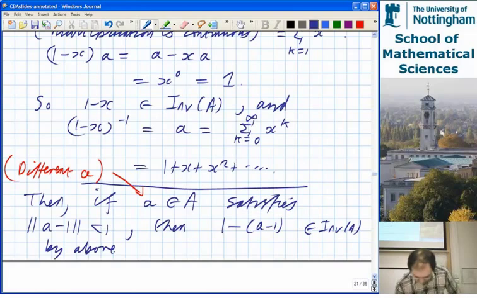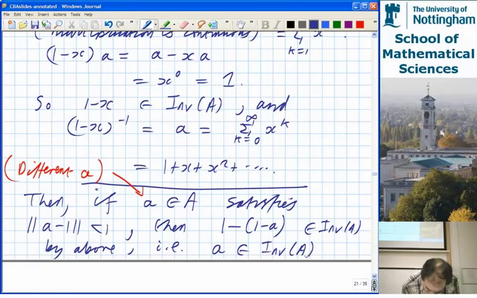Though in fact 1 minus A might be better. Let me use 1 minus (1 minus A). You can take x equals 1 minus A this time. That's why it's a different A, not the same A as before. I.e. A is invertible. So if you're within norm 1 of the identity element 1, then you're invertible.